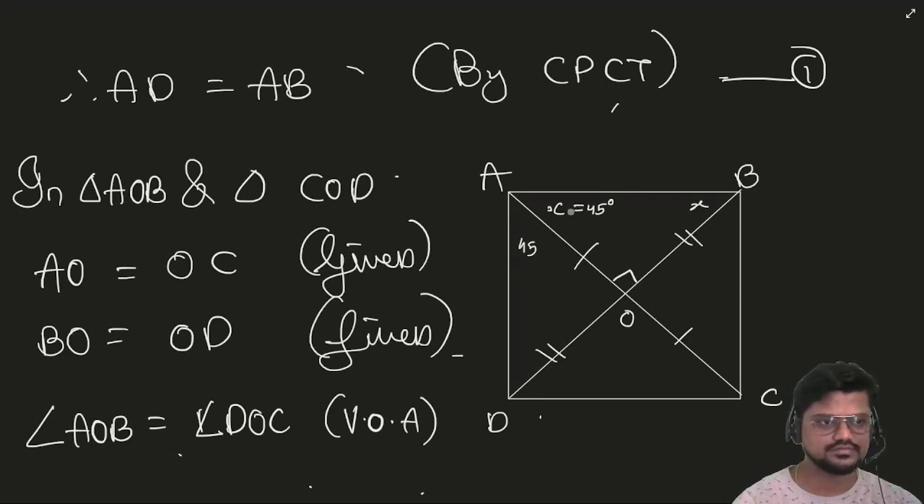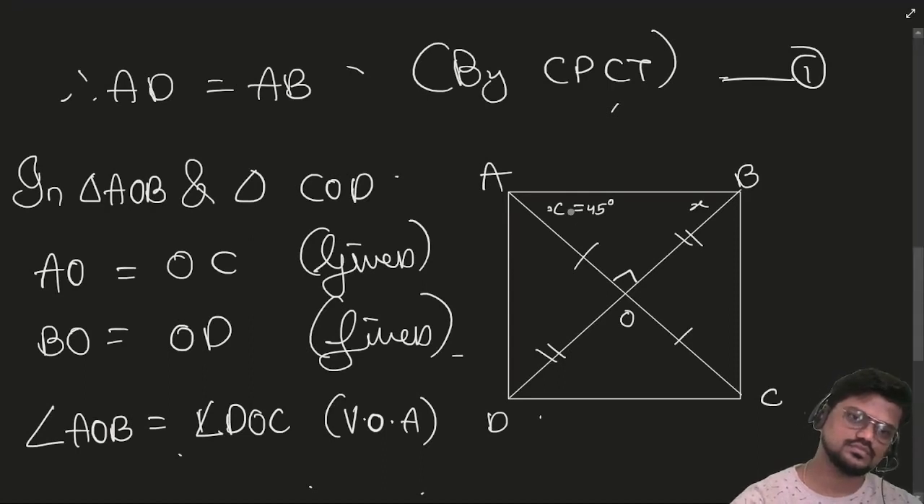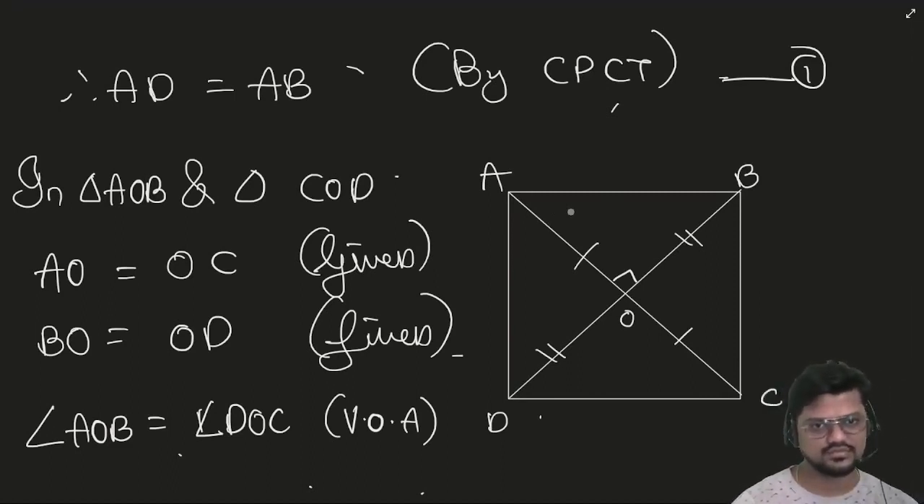Sir, we can also prove that triangle ABC and triangle ADC are congruent. So then we can say that angle ABC and angle ADC are equal. So then ADC, sorry, ADC is equal to 90 degrees. How? If they are equal, how 90?